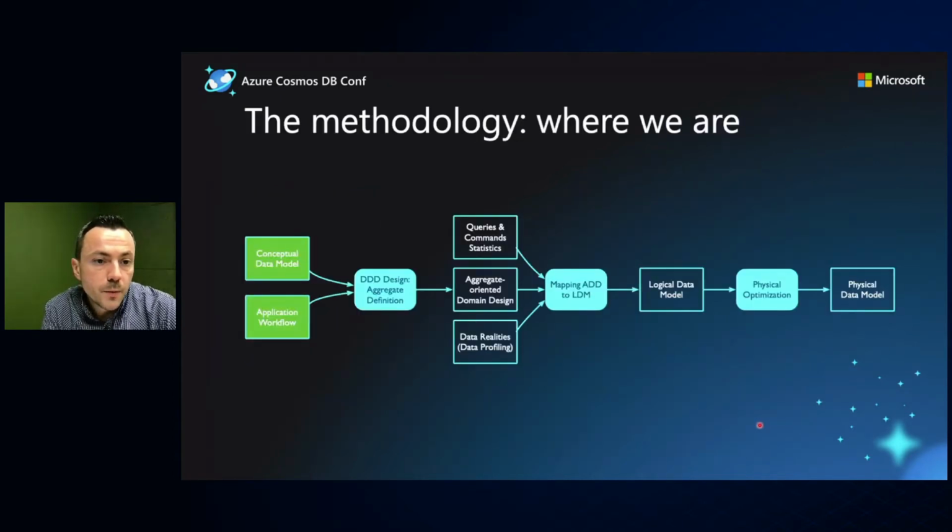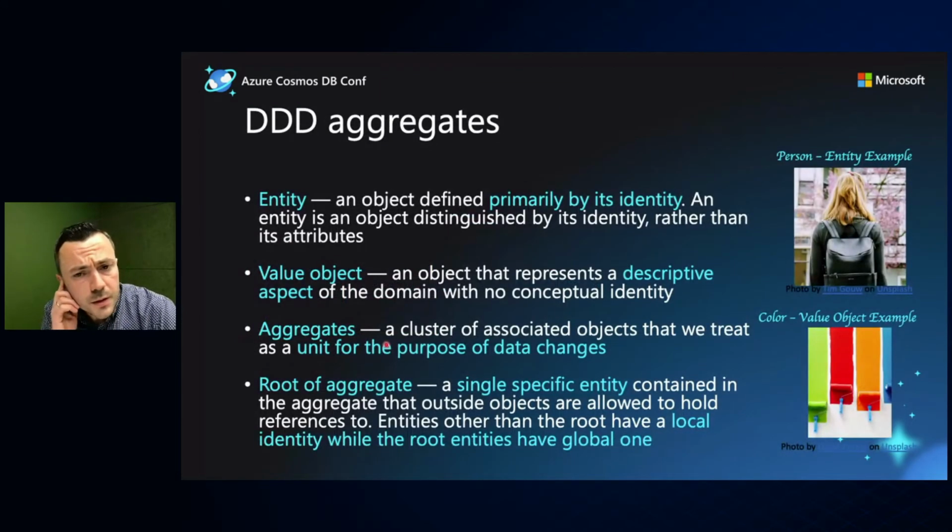So where we are right now, we discussed conceptual data models and application workflows, two main inputs. And the next step would be to create aggregate-oriented domain design. So how to do that? It's a pretty big topic, and you can read a lot of good resources.